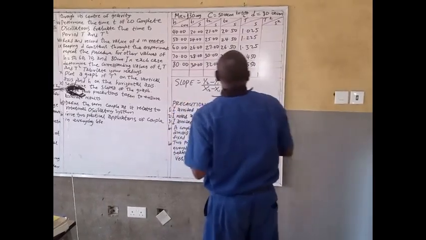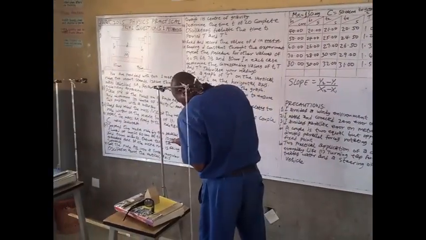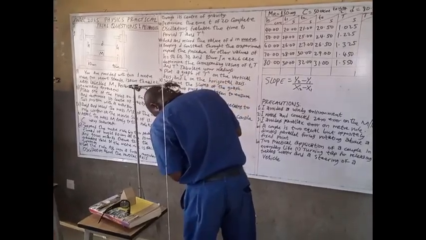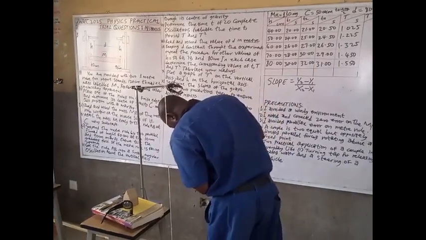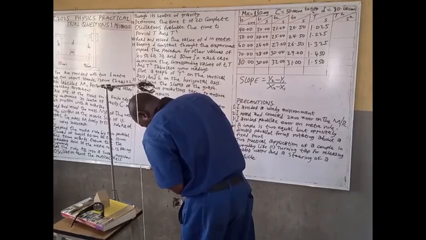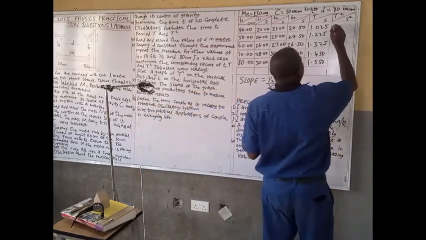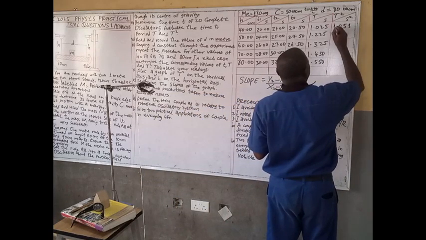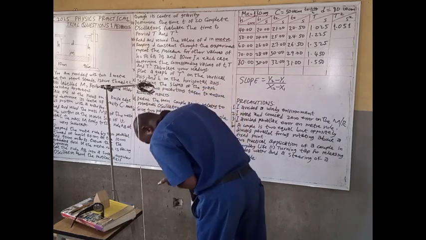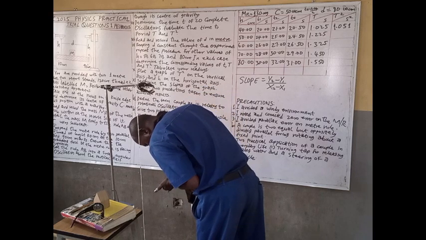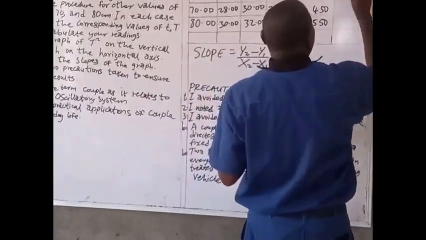Now, to get T square, I'm going to square these values. 1.025 times 1.025 is equal to 1.051. 1.225 times 1.225 is equal to 1.501.